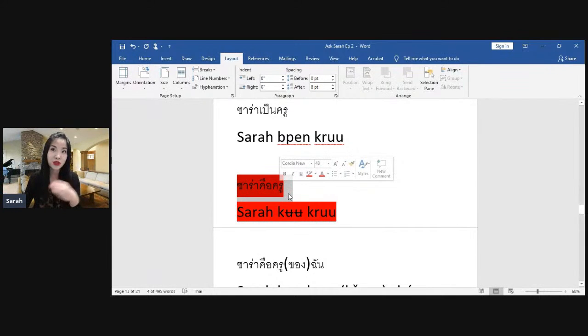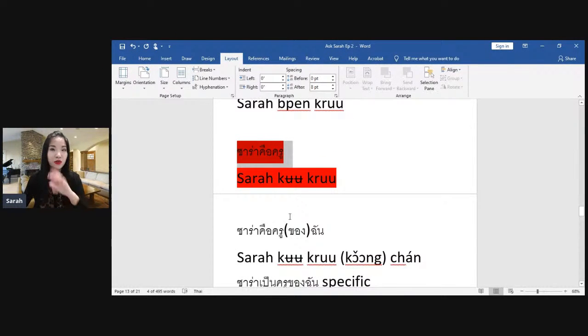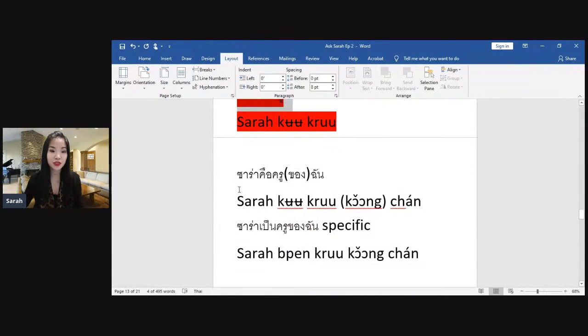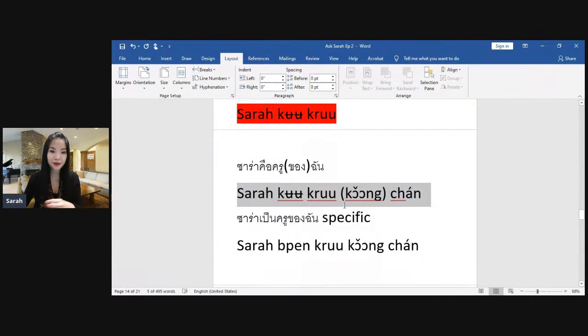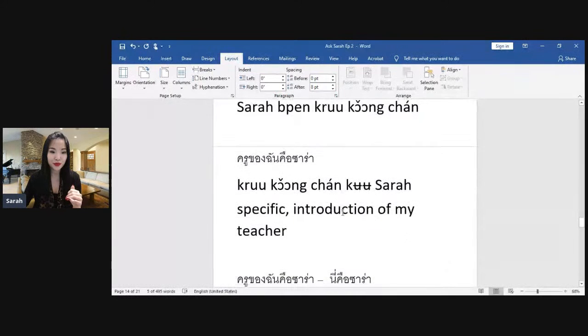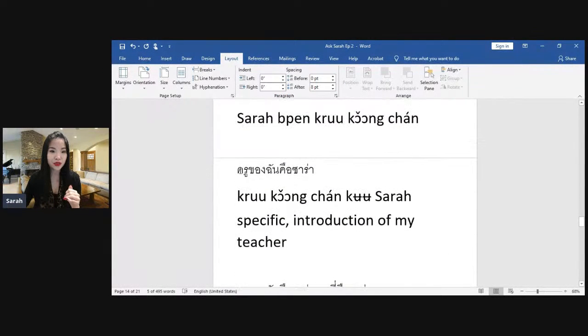คือ we use it with a specific position or description or definition. Okay? So you don't want to use that. But if you say Sarah คือครูของฉัน, you can use คือ here. Okay? All right. Let's move on to this one.